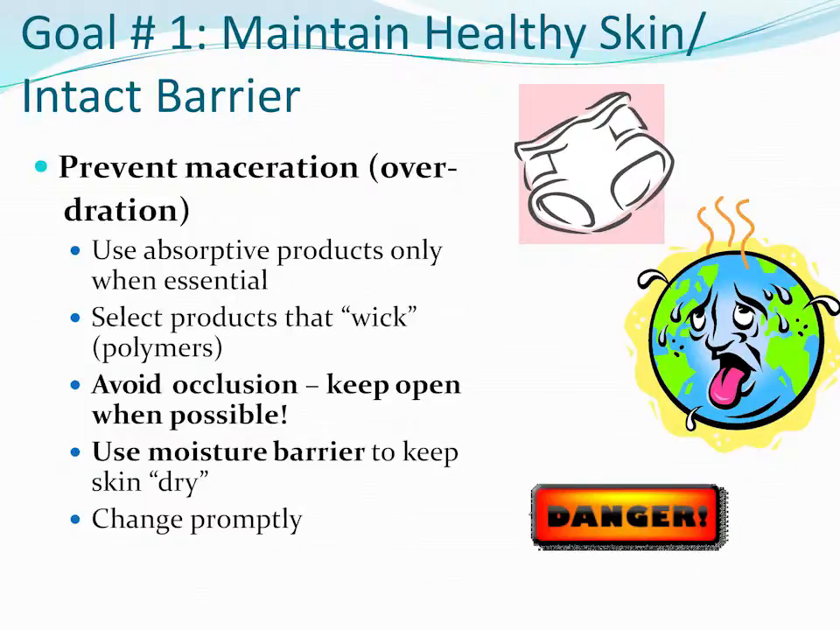If I have to use absorptive products, I'm going to fight for quality products that have polymers that wick. I'm going to do my best to avoid occlusion, to keep products open and flat under the patient. So using absorptive underpads instead of adult diapers or briefs. And not closing them up around the patient, because as soon as I close up a product that has a plastic cover, what am I doing? I'm elevating the temperature and contributing to maceration. I make the skin hot and sweaty. And now the skin's vulnerable.